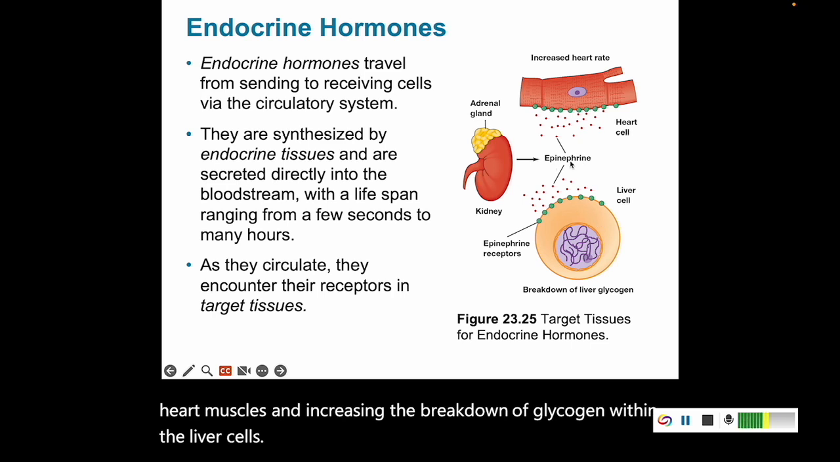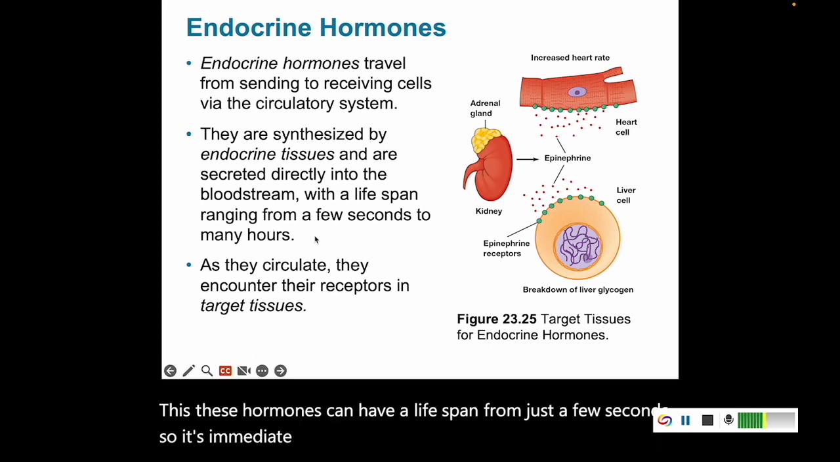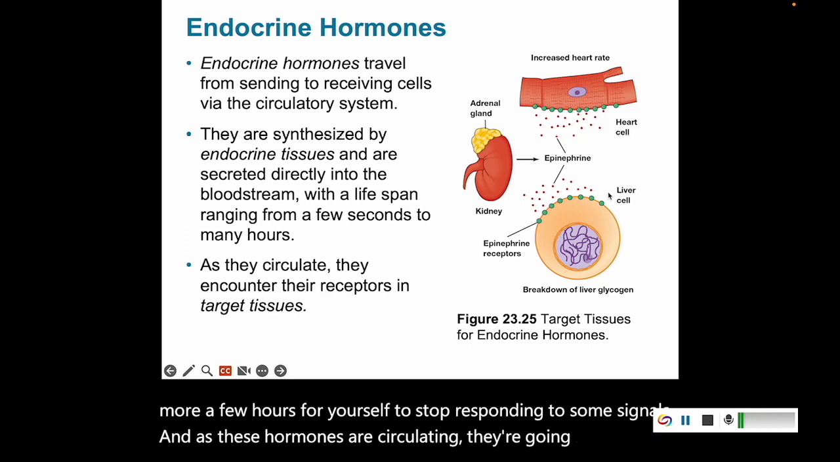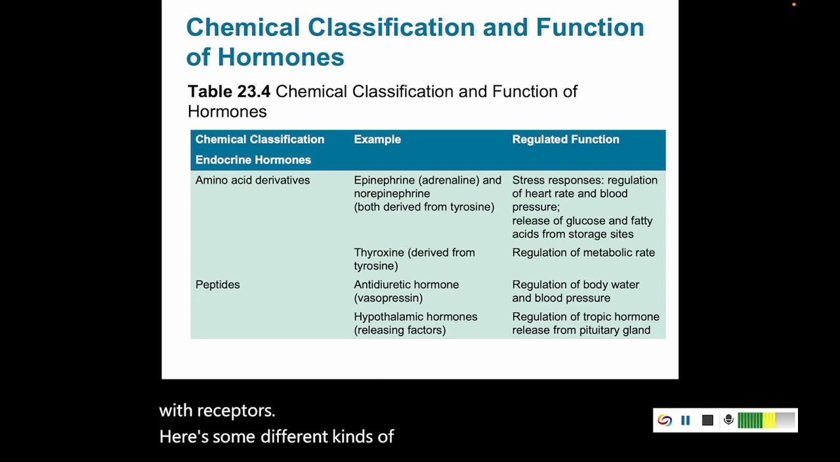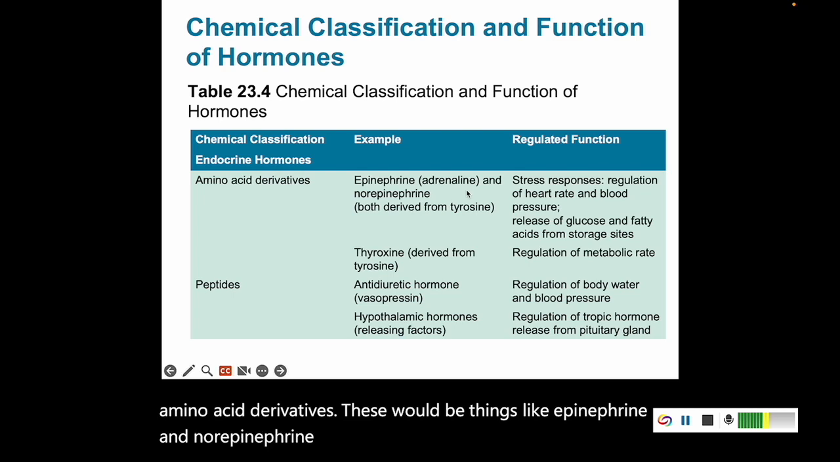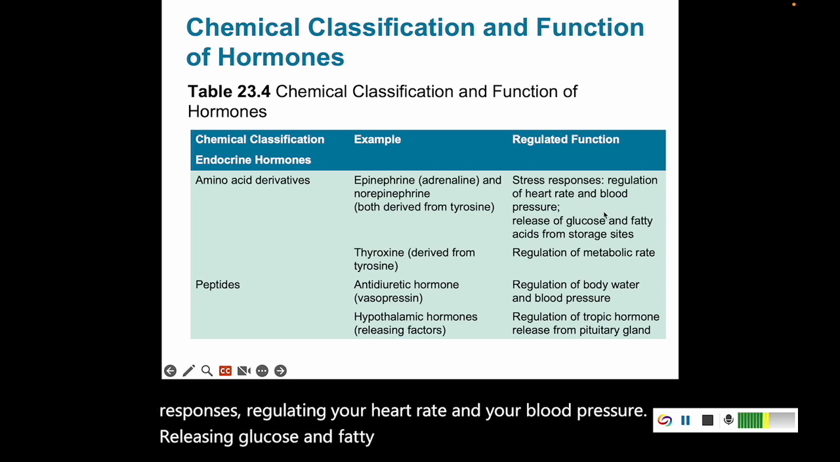These hormones can have a lifespan from just a few seconds, so an immediate response, to a few hours. It might take a few hours for your cell to stop responding to some signals. And as these hormones are circulating, they're going to interact with receptors. Here's some different kinds of hormones we have. One would be amino acid derivatives. These would be things like epinephrine and norepinephrine that are going to be involved in stress responses, regulating your heart rate and your blood pressure, releasing glucose and fatty acids from storage sites.